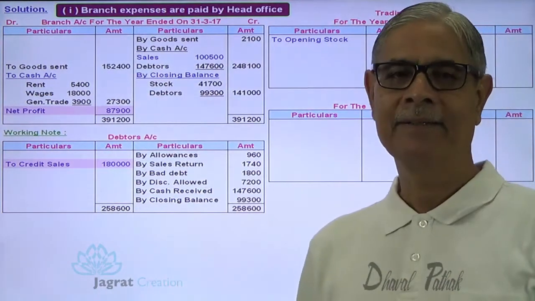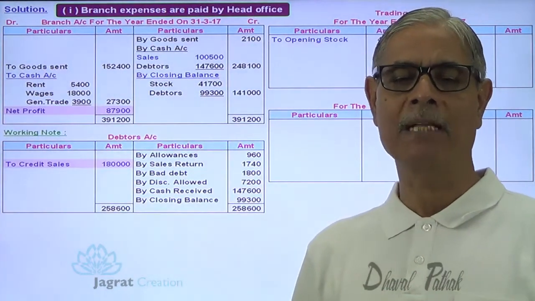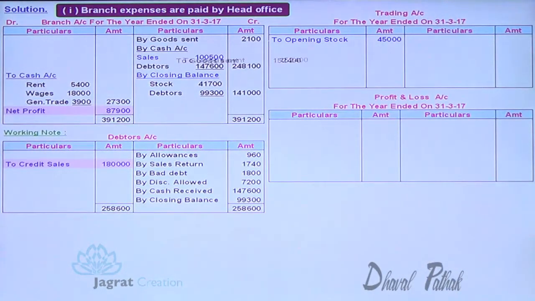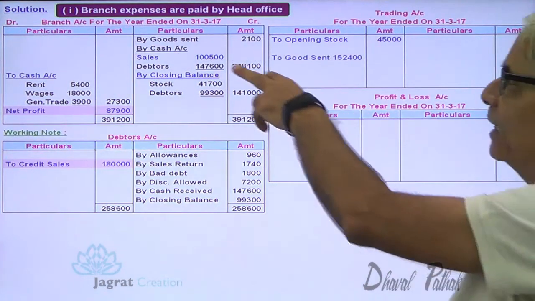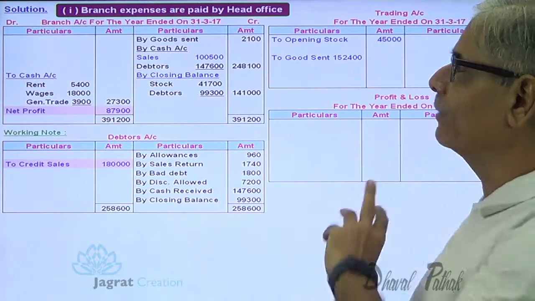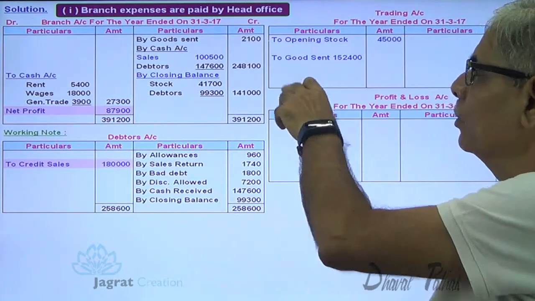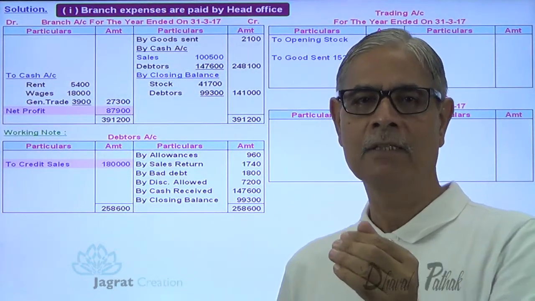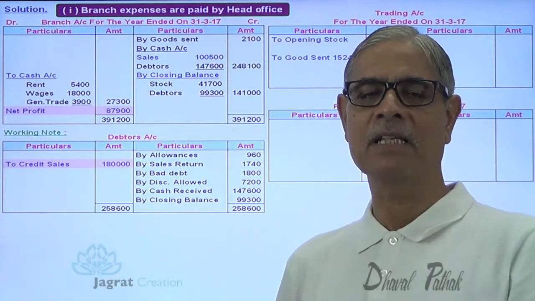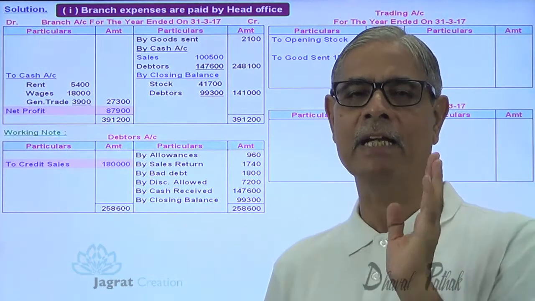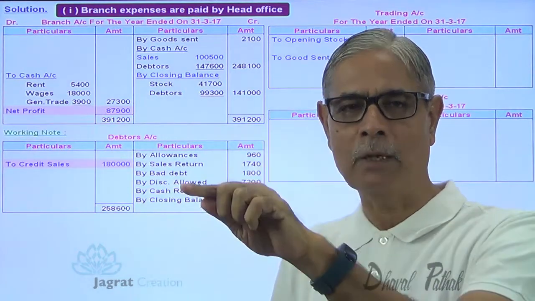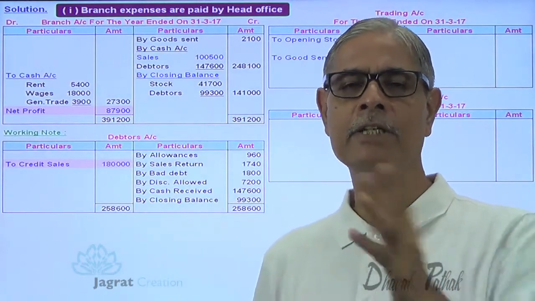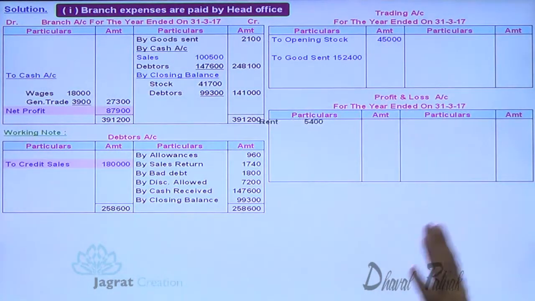Now goods sent to the branch is just like purchases for the branch. Purchases are debited to the trading account. So goods sent will be recorded on the debit side of trading account, and goods returned by branch to HO is just like purchase return. So purchase returns are to be deducted from purchases. Same way, goods sent to the branch is recorded on the debit side of trading account, and goods returned by branch is to be deducted therefrom. That I'm going to do.